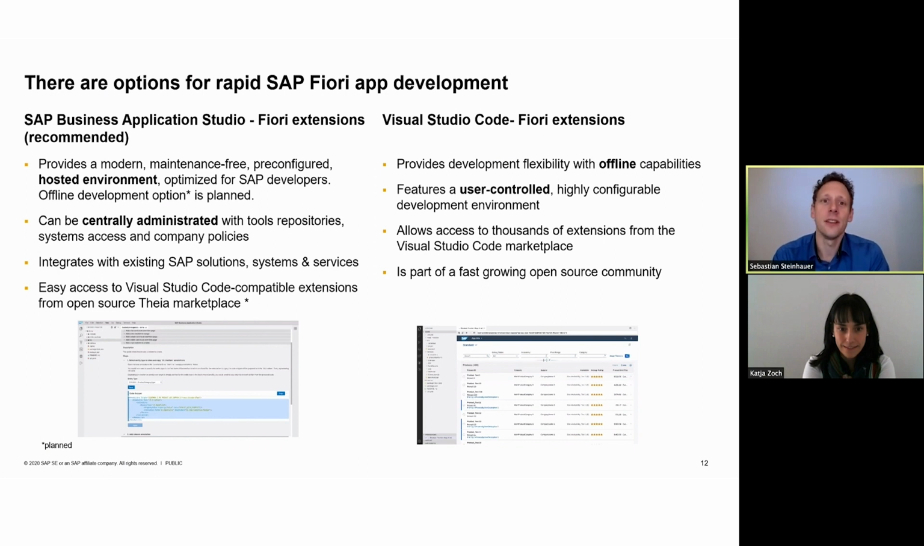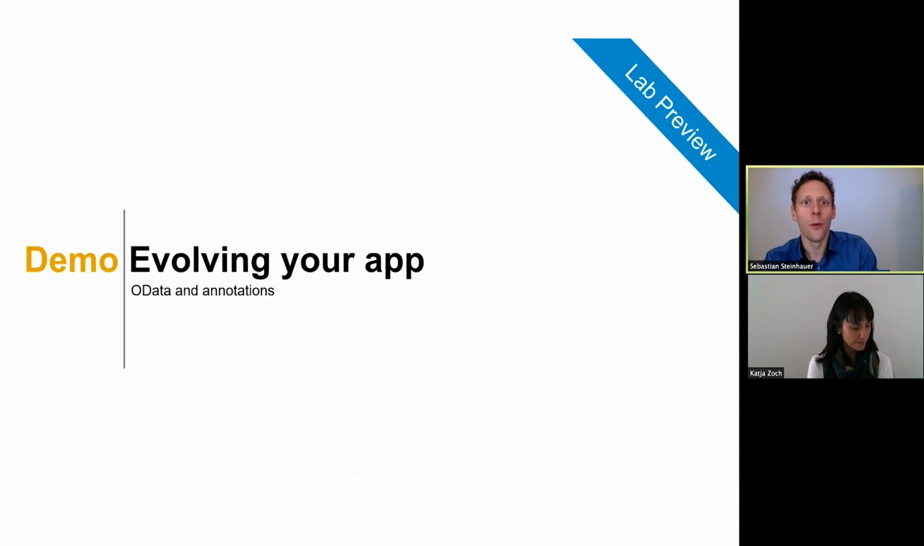The other option is that you can use the Visual Studio Code extension that we'll be providing on the service marketplace. So you can actually download them directly from Microsoft's service marketplace, install them in your Visual Studio Code, maintain your own local development environment, and develop locally. So in the end, it's really up to you if you want to use our tools with the Business Application Studio or in Visual Studio Code. We provide you the ability to generate and tweak your apps on both platforms.